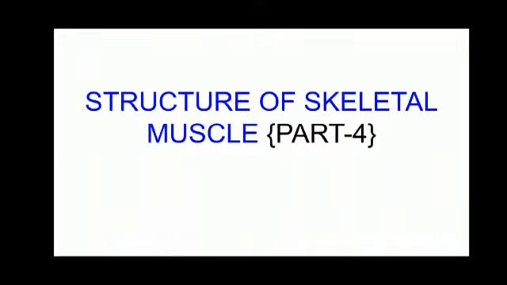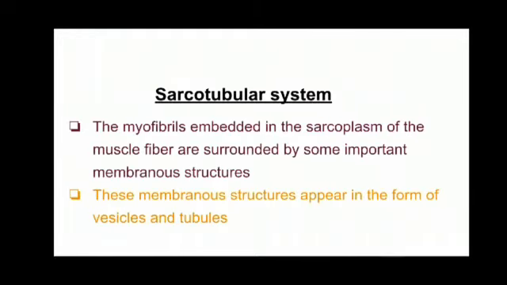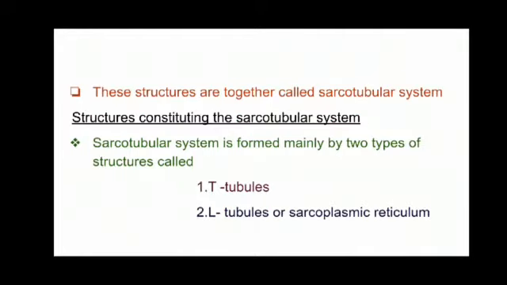Structure of skeletal muscle, Part 4. Sarcotubular system. The myofibrils embedded in the sarcoplasm of the muscle fiber are surrounded by some important membranous structures. These membranous structures appear in the form of vesicles and tubules. These structures are together called sarcotubular system.